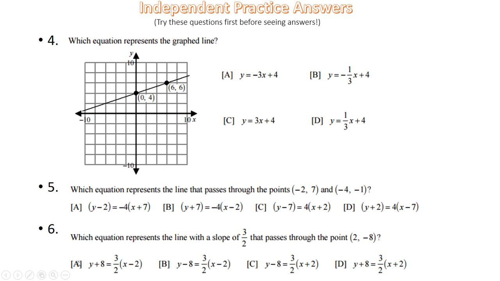All right, here is number 4. Number 4, they just want the equation of this line. So you could use rise over run and then your y-intercept, or you can use your stat key.